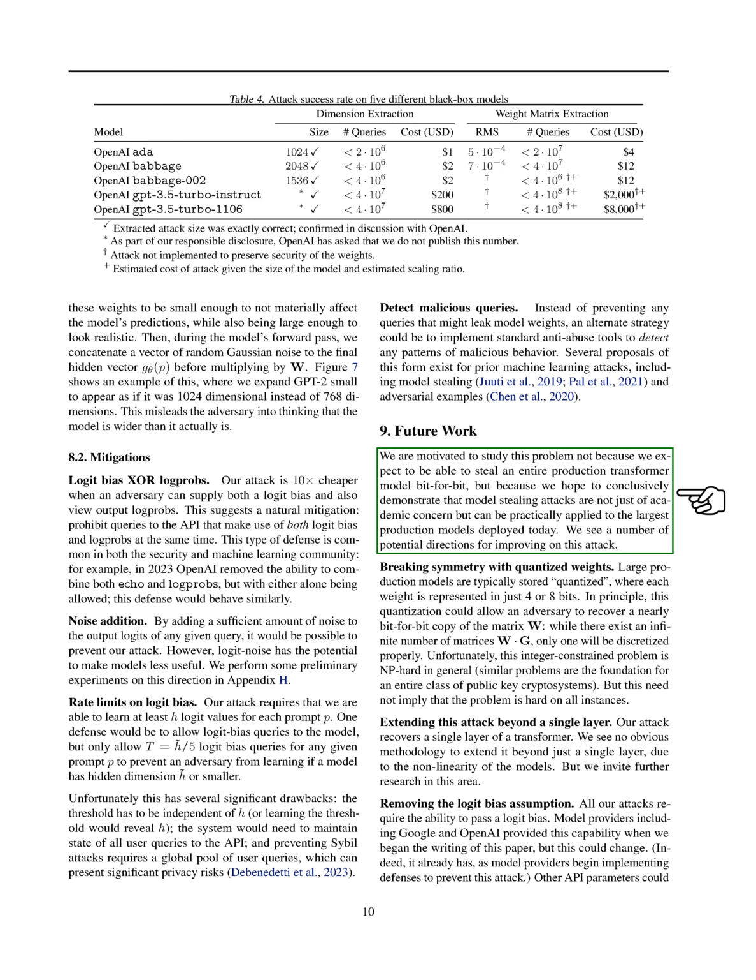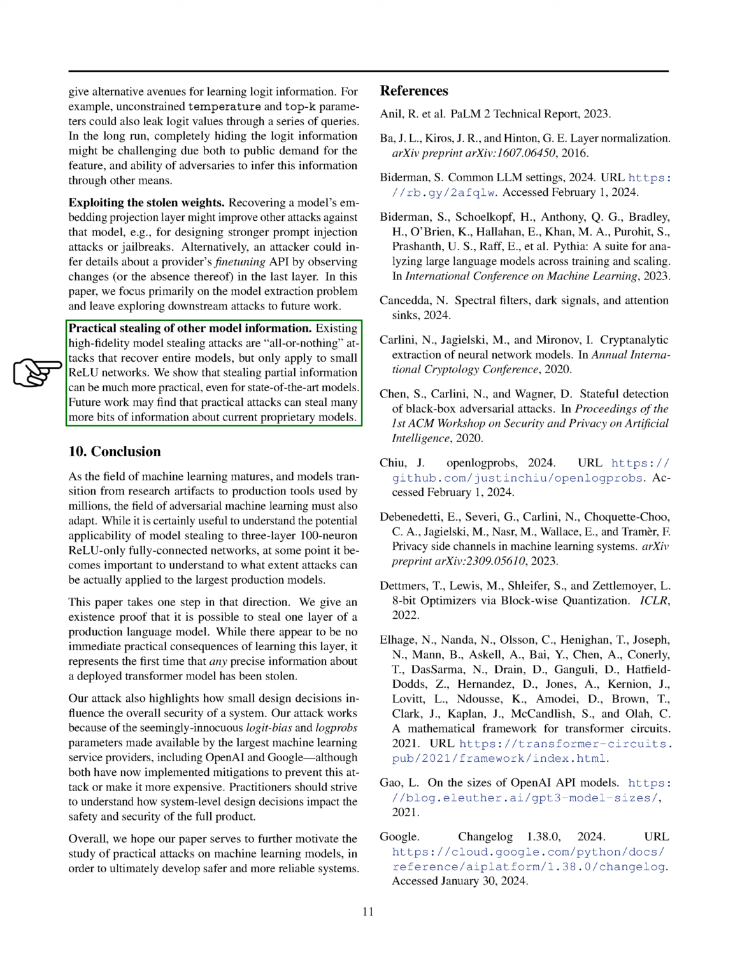Looking ahead, we are motivated to further investigate this problem to demonstrate that model stealing attacks are not just theoretical but can pose real threats to large-scale production models. Future research directions could involve exploring ways to break symmetry with quantized weights, extending the attack beyond a single layer, and adapting to changes in API parameters that could leak logit information. Additionally, exploiting stolen weights to enhance other types of attacks or extracting more information about proprietary models could be areas of interest for future work.